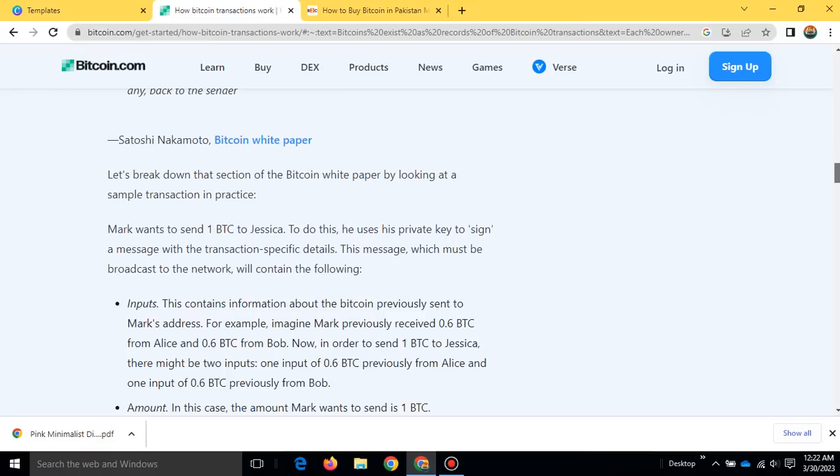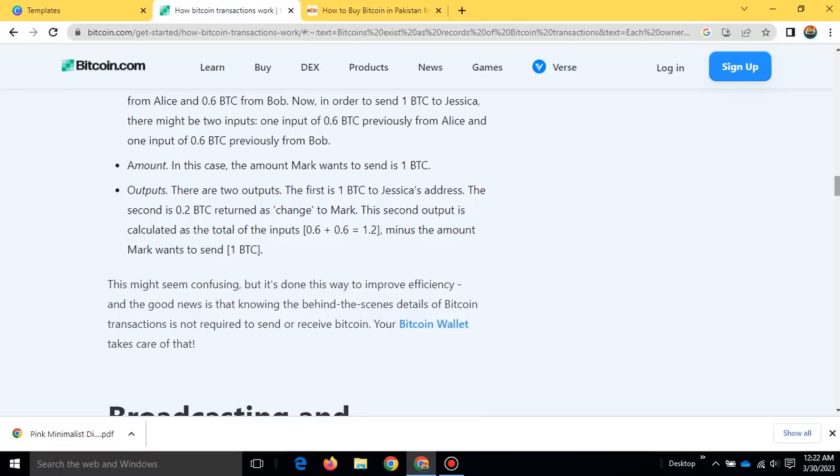Amount. In this case, the amount Mark wants to send is 1 BTC. Outputs: there are two outputs. The first is 1 BTC to Jessica's address. The second is 0.2 BTC returned as change to Mark. This second output is calculated as total of input, 0.6 plus 0.6, equal to 1.2.